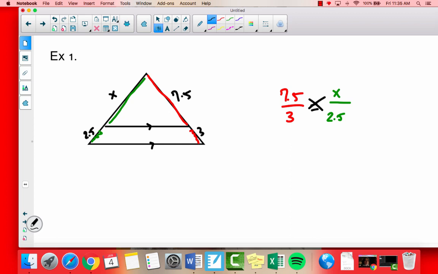So you could go ahead and start cross multiplying. So you get 3x on the one side, and then you'd get 18.75 on the other. And then the last step is to divide by 3, and you get 6.25, and that would be the length of that side. So it's just proportions, just like we've done before. We're just using different parts of the triangles using the concept of a parallel line.